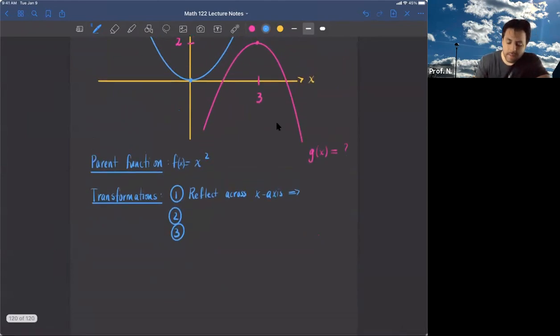And then reflect across the x-axis. This means that I'm going to do what? This will be f negative, right? Negative f of x. I'm going to put the negative right outside.